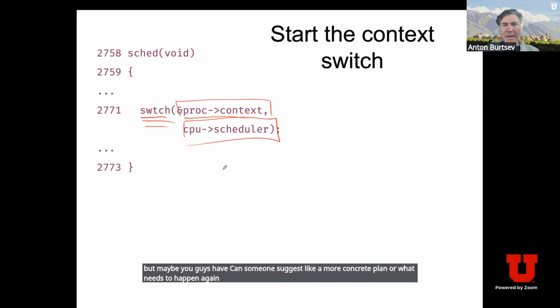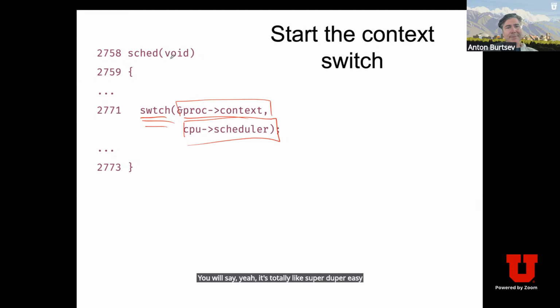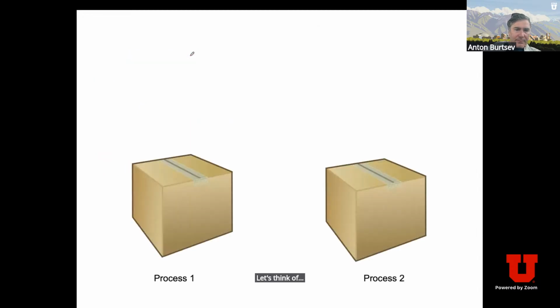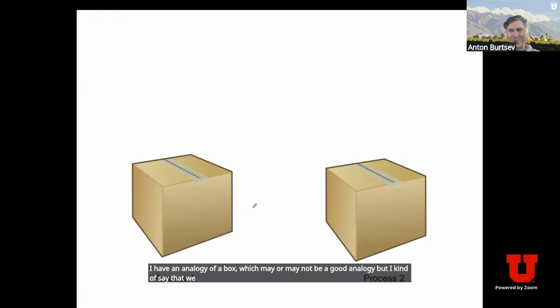Again, surprisingly, it's not that hard, especially when you look back at it. You will say, yeah, it's totally super duper easy, but it's a little hard to guess. But still, maybe let's think for a second. Maybe someone will have an idea. Let's think of it like this: I have an analogy of a box, which may or may not be a good analogy, but I say that we have to pack all the state of a process in a box.